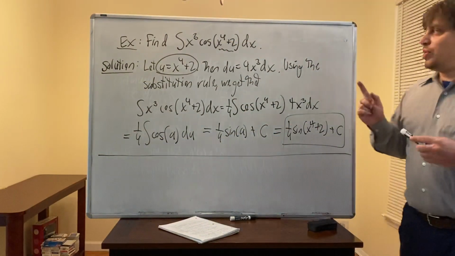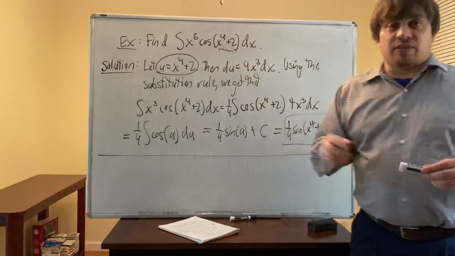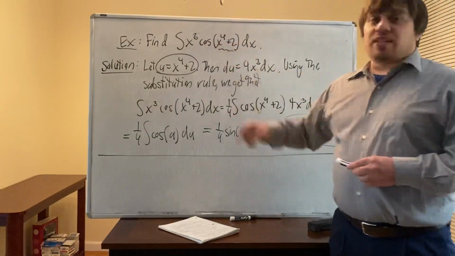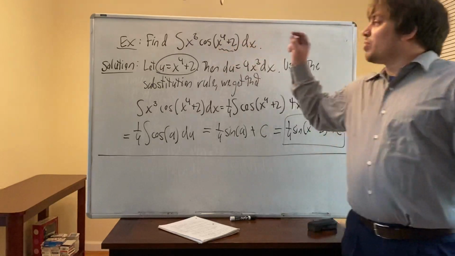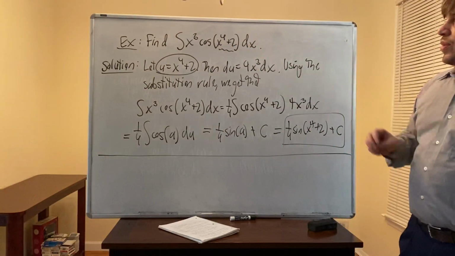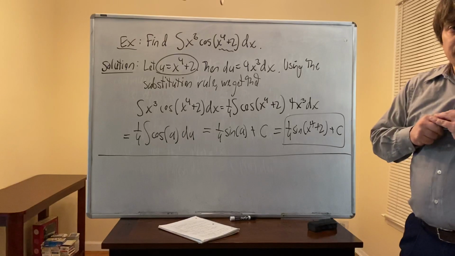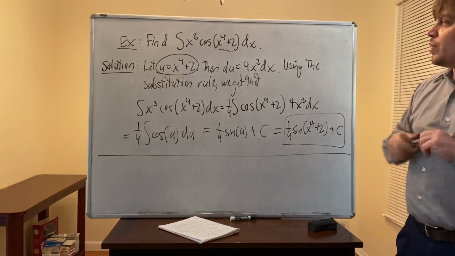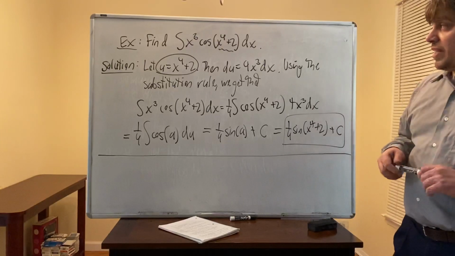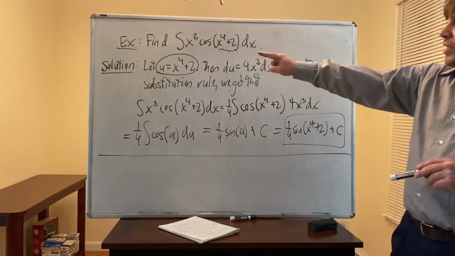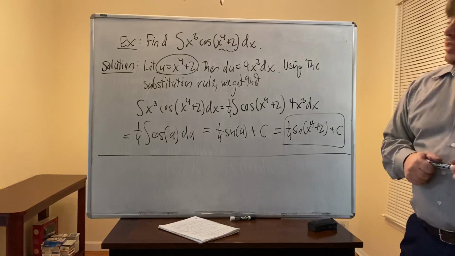x to the fourth plus 2 is what makes finding this integral difficult, because it's not cosine of x, which would have sine x as an antiderivative. It's cosine of x to the fourth plus 2, and that's hard to find. So x to the fourth plus 2 is the most difficult part of that integrand. So why not try letting u be that?